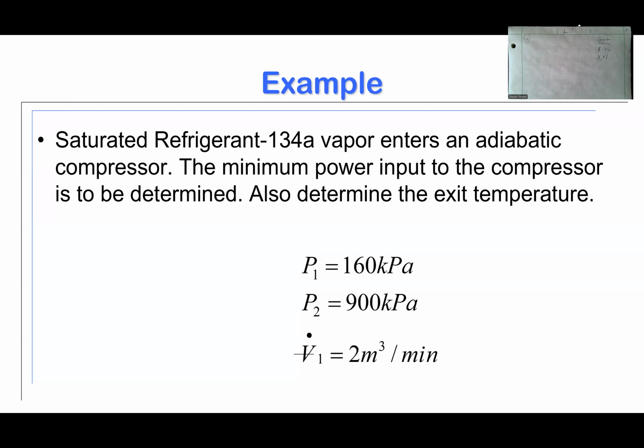So saturated vapor enters an adiabatic compressor. The minimum power input to the compressor is to be determined. Also determine the exit temperature. Okay. Now, something I've not talked about in these videos yet is how do we know when something's reversible?